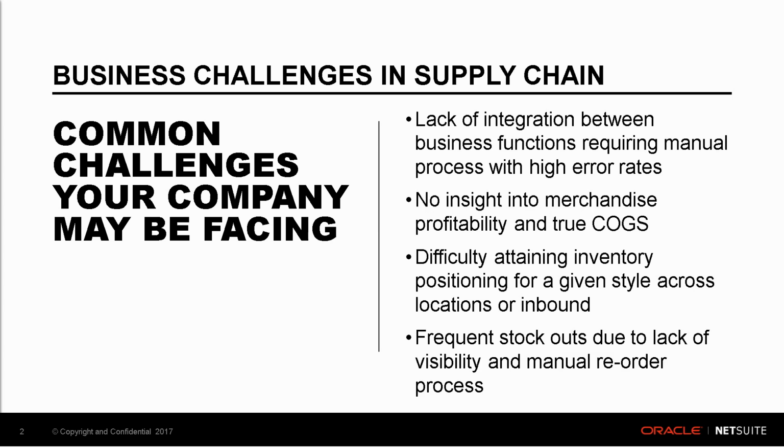We call this the hairball effect, where all of these disparate systems make it difficult, if not nearly impossible, to get a clear picture of your inventory-related data, like merchandise or category profitability, or what the true cost of goods sold is that directly affects your bottom line.